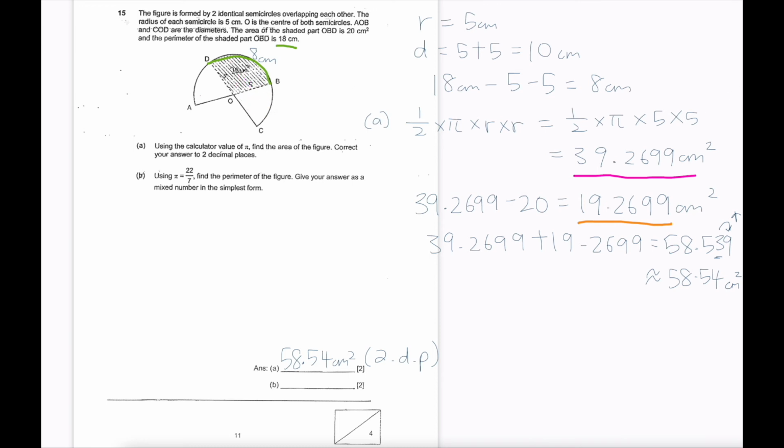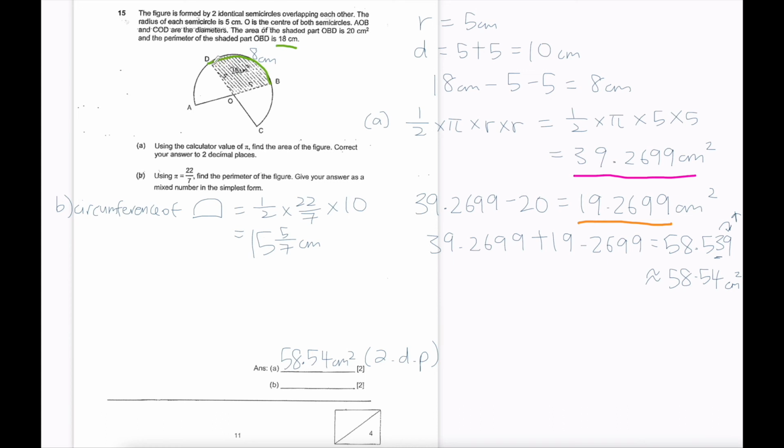Let's find the circumference of a semicircle. It's just half times pi times diameter. My diameter is 10, correct? So I'm just going to put 10 here. I'm going to get 15 5/7 cm. So this 15 5/7 is the circumference of the curved part of the whole semicircle.